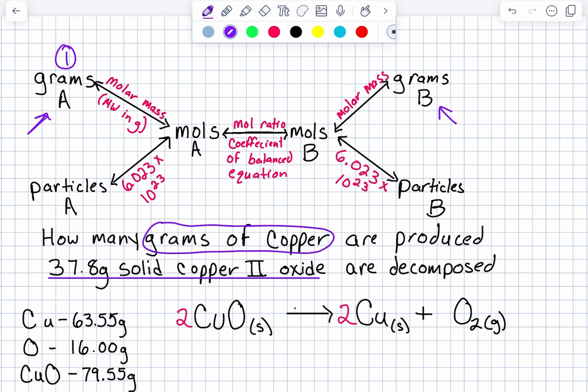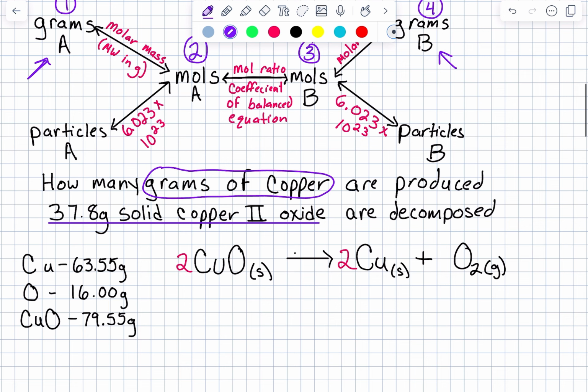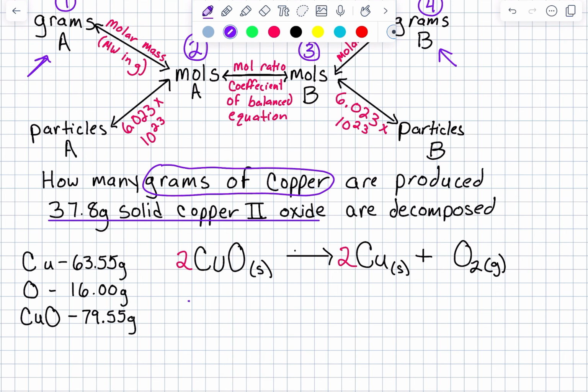And so as I go through, I go from grams to moles. I'm going to take the easiest route there. So then moles to moles, and then moles to grams. And so it tells me I'm going to have 4 stops on my roadmap. So when I write my roadmap down here, I'm going to go from grams of copper oxide to moles of copper oxide to moles of copper, and finally grams of copper.